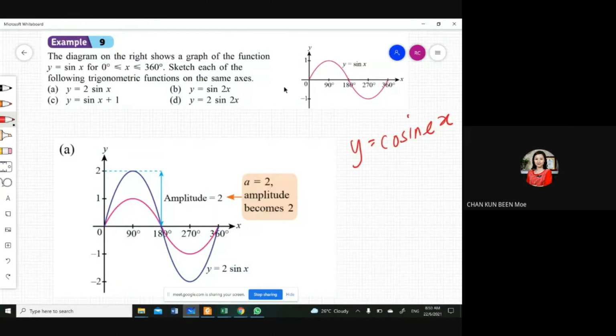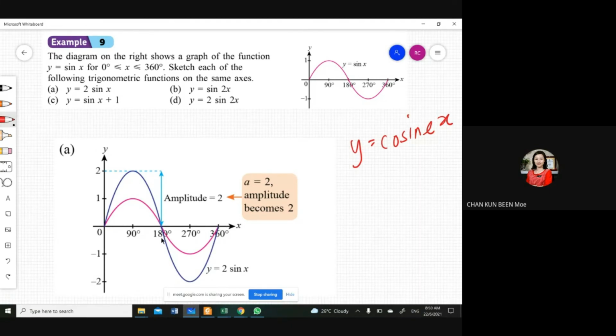Okay, go back to this. So this is what sine x looks like. Now sketch each of the following trigonometric functions on the same axis. For a, y equals 2 sine x. So when it is 2 sine x, what will be changed? Sorry, not the period. The a over here, the maximum and minimum value will change. So over here we will see it goes to 2, and then this one also goes to -2 and reaches 360.